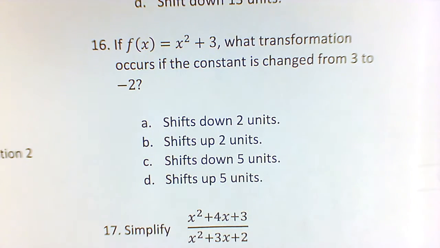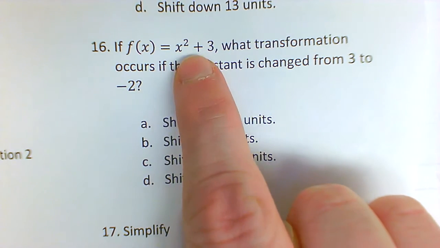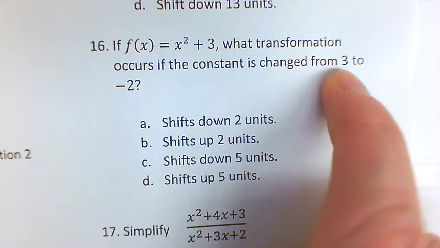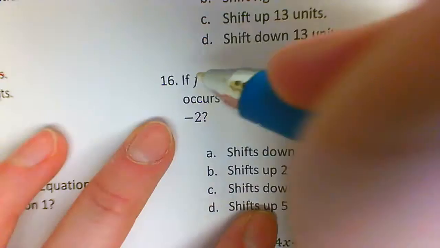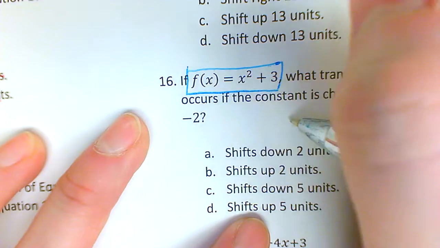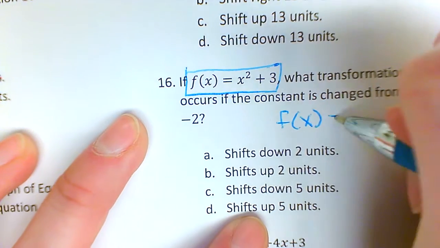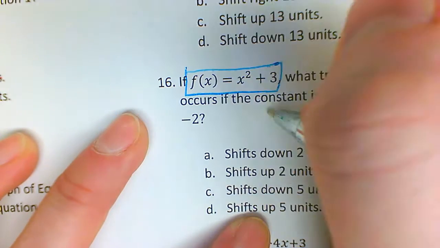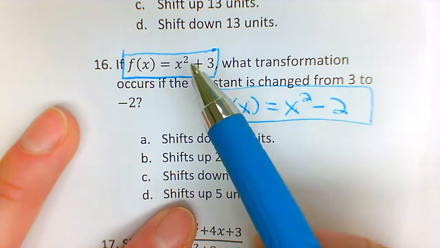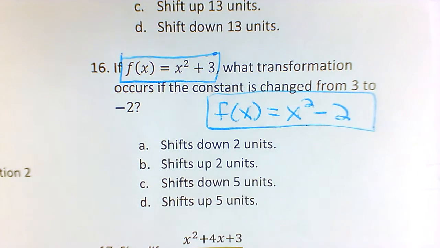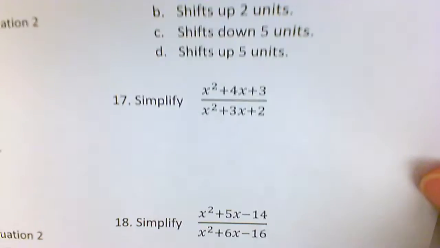Now, for number 16, you have to be careful because this problem is not starting off with the parent function. This one is starting off with x squared plus 3, and then they want to change the 3 to a -2. So what you're actually comparing is this equation and another equation with x squared minus 2 instead. If you are not sure what those changes do, plug both of those into your calculator and hit the graph button. Okay. Now number 17.